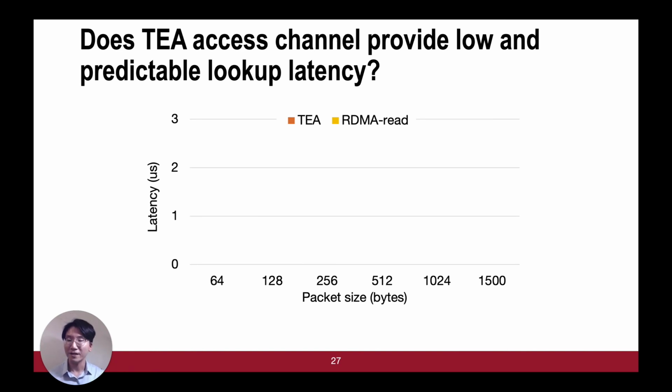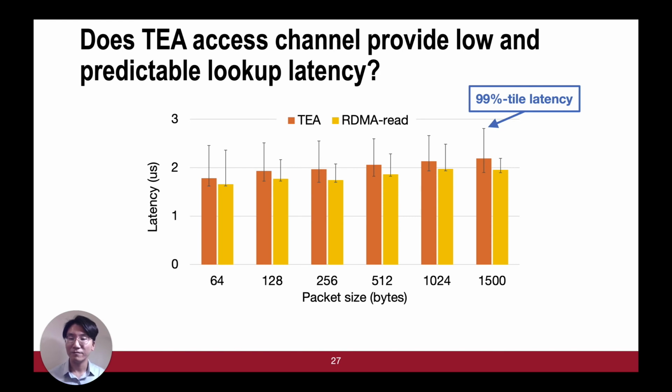Our first question is, can T provide low and predictable lookup latency? We measured the lookup latency with different original packet sizes and compared it with the server-to-server RDMA performance. Here, the x-axis is the packet size and the y-axis is the lookup latency in microseconds. This result shows that T can achieve around 2 microseconds latency, which is slightly higher than that of server-to-server RDMA read, and T incurs this small overhead because original packets are piggybacked to each RDMA packet. Also, this error bar indicates 99th percentile latency, which shows T can provide predictable latencies.